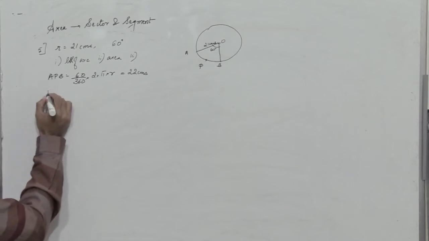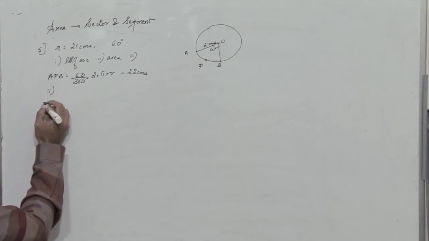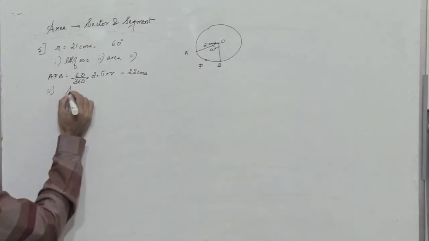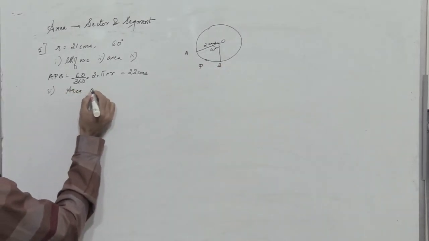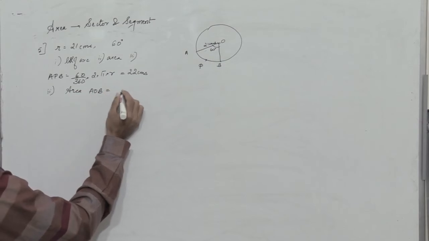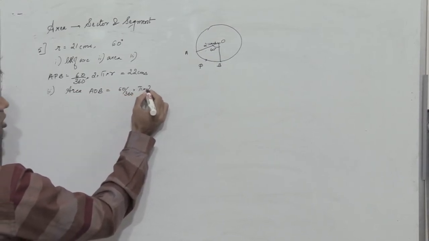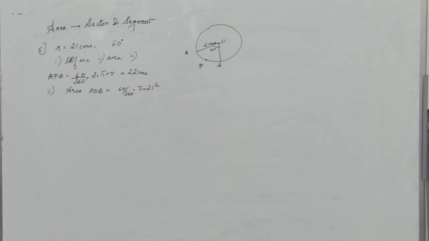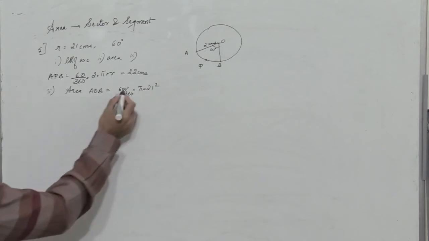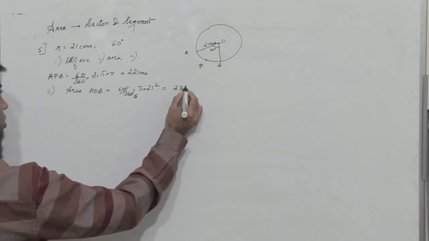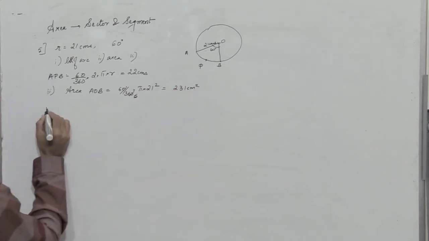Next, 2, we need to find the area of the sector formed by the arc. So we need to find this area. So the area of the sector AOB is 60 by 360 into pi into 21 square, which is pi r square. So this is of course 1 by 6. So we get the value as 231 centimeters square.